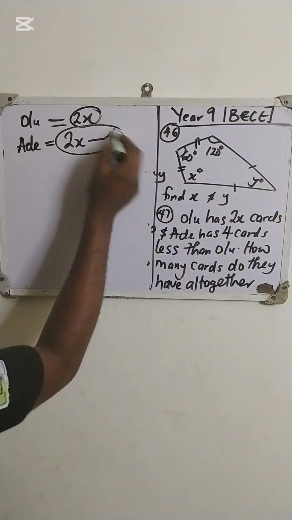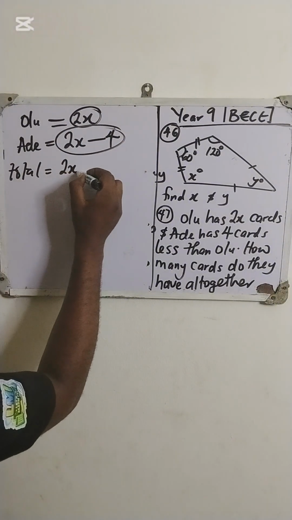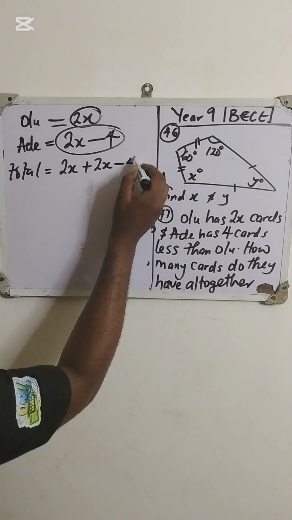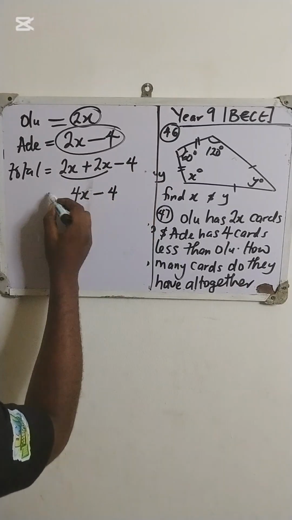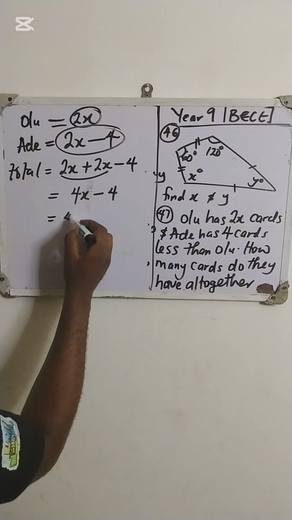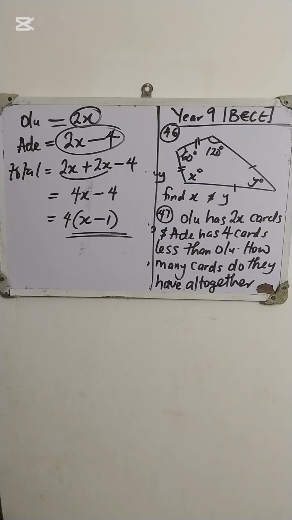So you add this to this. The total equals 2x plus 2x minus 4. This will give you 4x minus 4. And if you want to factorize, it is 4 times x minus 1. This is what they have altogether.